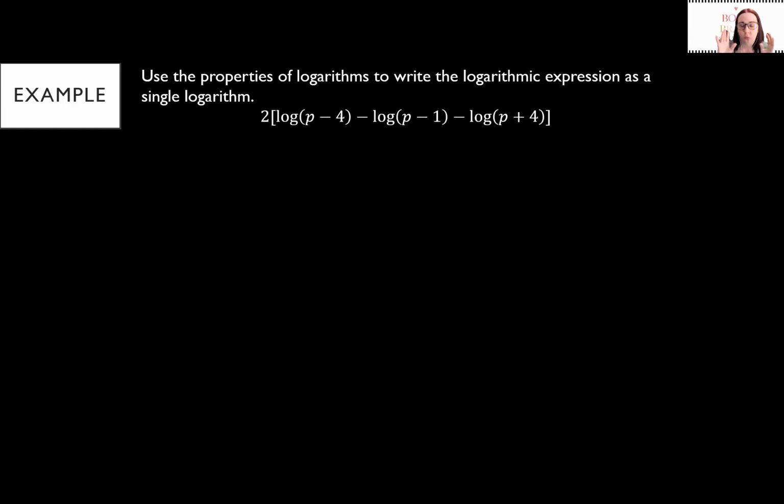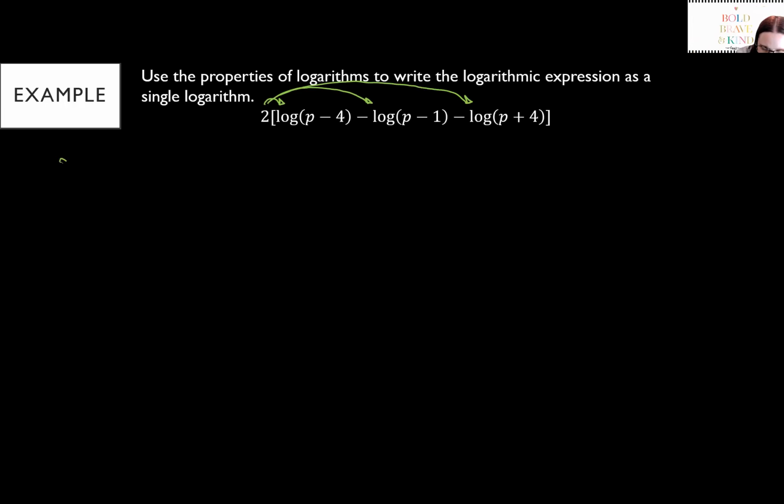So we're still going to work through the order of operations in reverse. So we would be doing the power property, but the power property works when you've got a number right in front of the log. We've got a number in front of a bracket. So we actually have to distribute that 2 through before we can do our power property. So that 2 is going to get multiplied by each one of these logs.